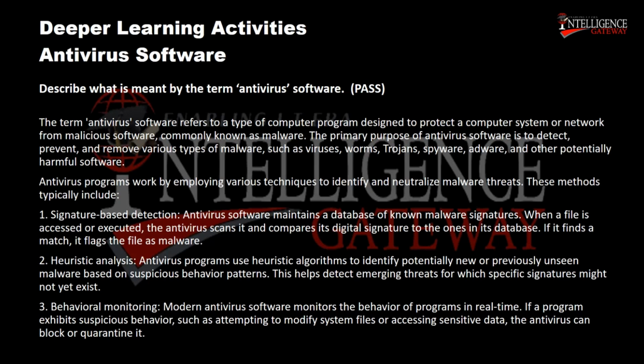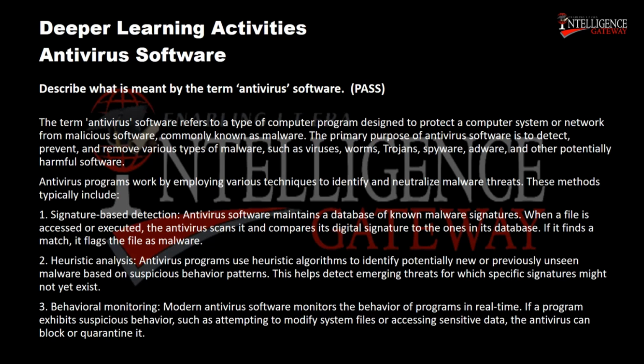Antivirus programs work by employing various techniques to identify and neutralize malware threats. These methods typically include signature-based detection. Antivirus software maintains a database of known malware signatures. When a file is accessed or executed, the antivirus scans it and compares its digital signature to the ones in its database. If it finds a match, it flags the file as malware. Heuristic analysis. Antivirus programs use heuristic algorithms to identify potentially new or previously unseen malware based on suspicious behavior patterns. This helps detect emerging threats for which specific signatures might not yet exist.